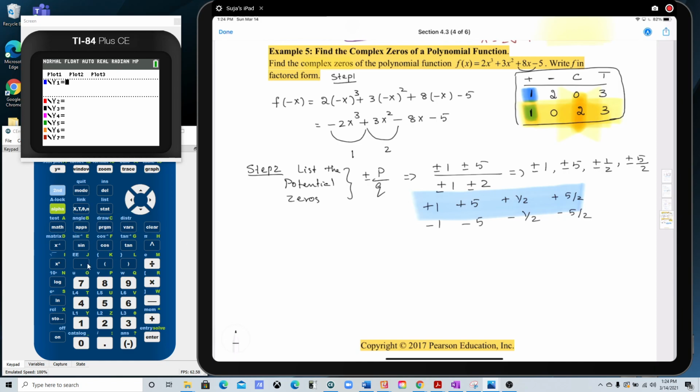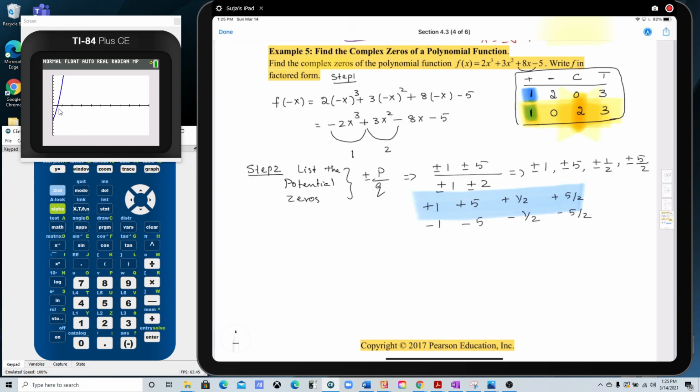I'm going to graph this polynomial, so I'm going to enter 2x to the power of 3 plus 3x squared plus 8x minus 5. Now, since I know that one of them is going to be positive, I don't have to worry about my negative side. So I'm going to keep my negative window x minimum as 0 and leave the rest as it is and graph it.